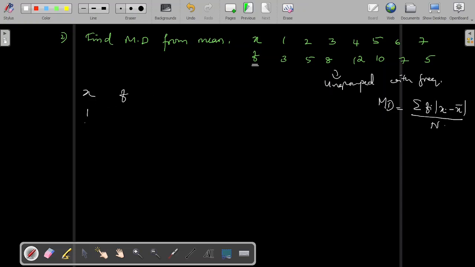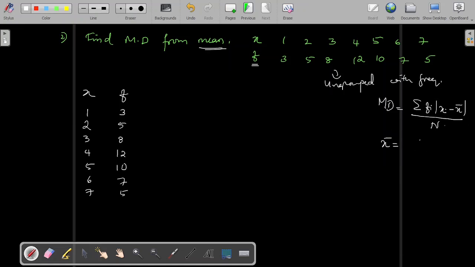So we need here 1, 2, 3, 4, 5, 6, 7. Then the frequencies 3, 5, 8, 12, 10, 7, 5. Now next we want the deviation from the mean. Okay, we have to find it from the mean. Therefore, first we have to find the mean, for the data with the frequencies.